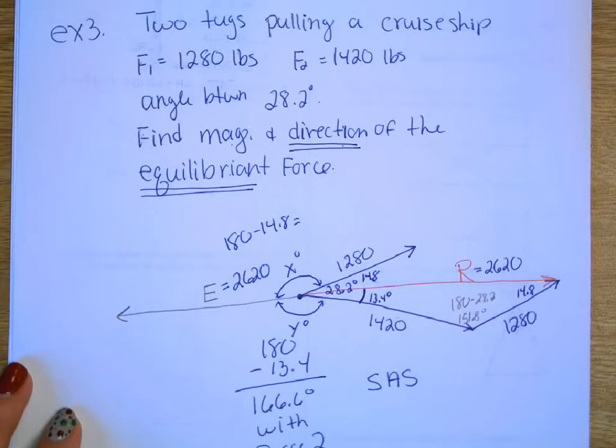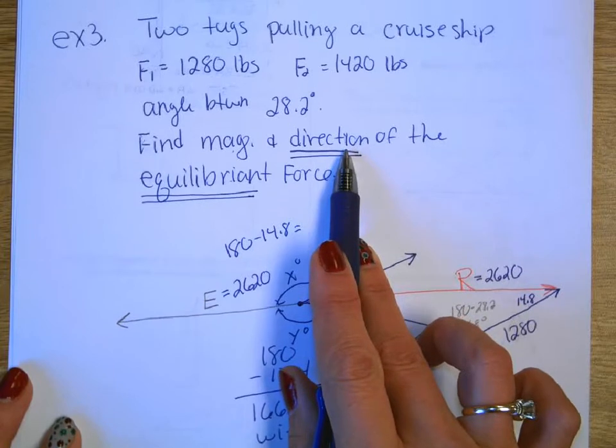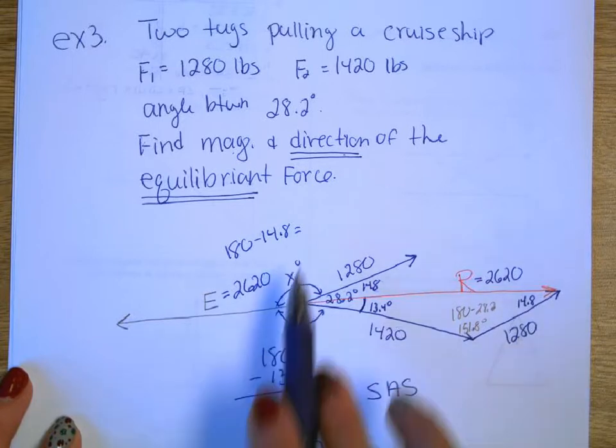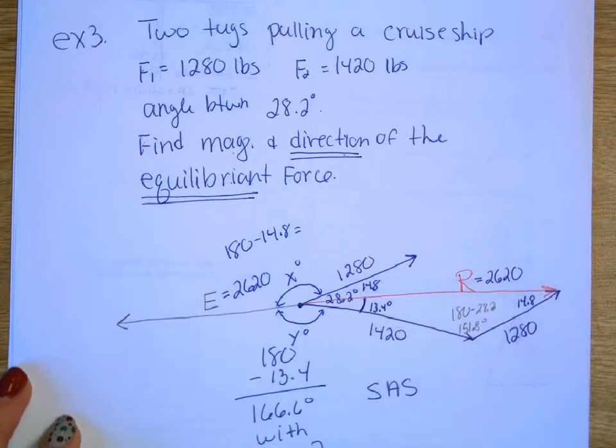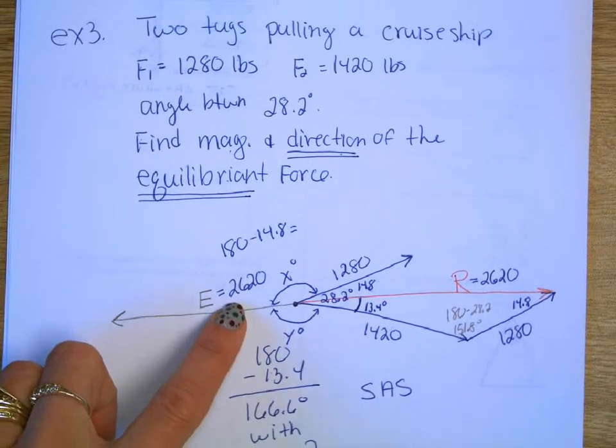So what is that in our little question thing? That's the direction. What's the magnitude? Magnitude is 2,620 pounds. Direction is one of those two angles. You can give either one. Doesn't matter.